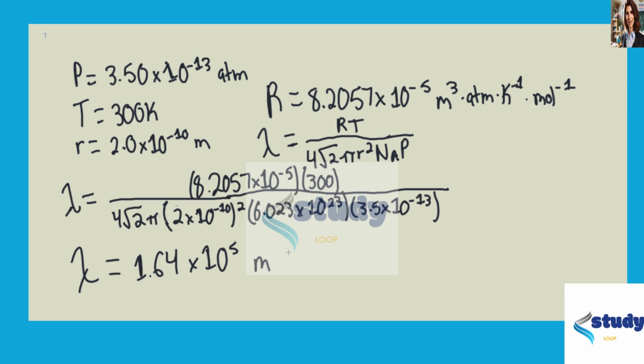And then you can calculate the mean free path. So here, 10 to the 5th, that's a very high order of magnitude in terms of a mean free path. I mean, one would have to travel around 10,000 meters or 10 kilometers in order to hit another molecule. So that's one reason why vacuums are created in the first place.